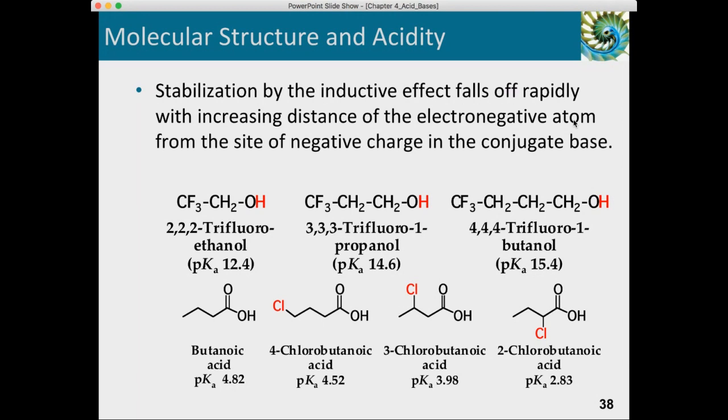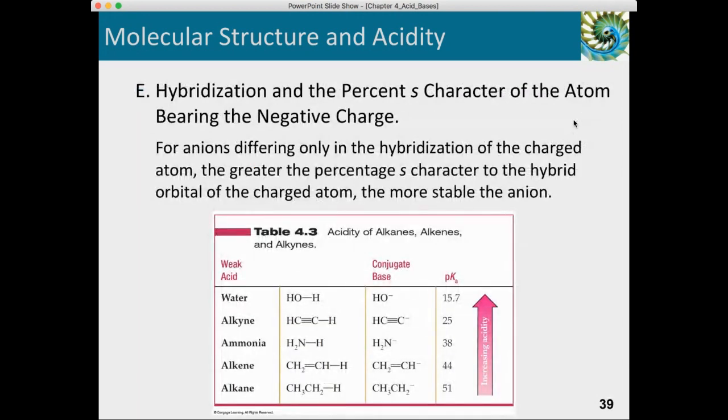So that's the fourth factor. And the fifth factor, which is something that we have already seen here, is hybridization. How can hybridization be a factor? So let's compare, for example, the acidity of an alkyne, an alkene, and an alkane.